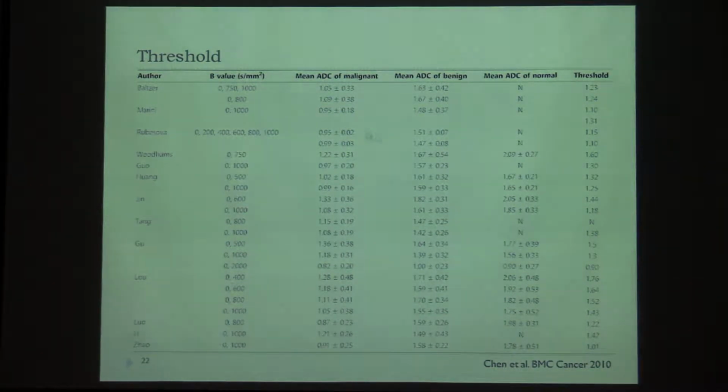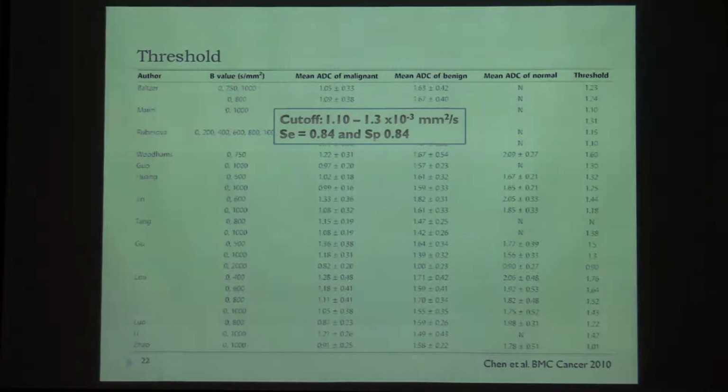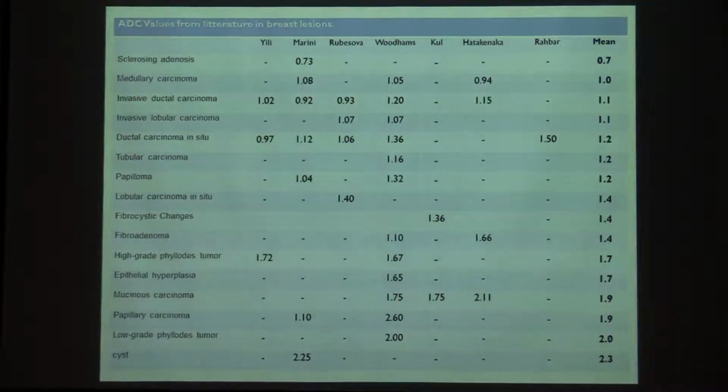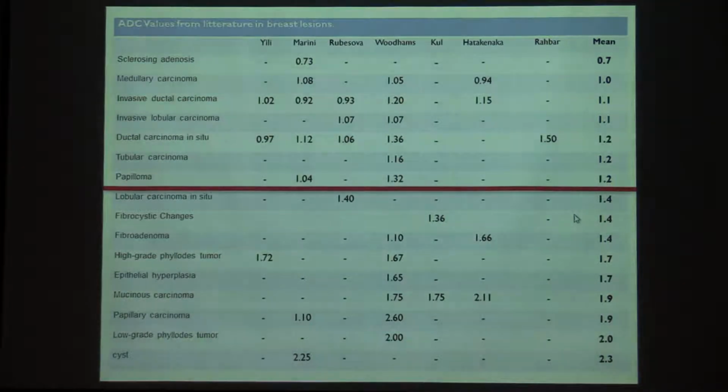So if you look at the literature, you can see there is a huge discrepancy between different studies. And if you try to do a median or mean, you can see that usually the cutoff is around 1.1 or 1.3 between malignant and benign lesion. So if you look at the different lesions you can find in the breast with the mean ADC according to the literature, and you put your threshold here, a 1.2 threshold.